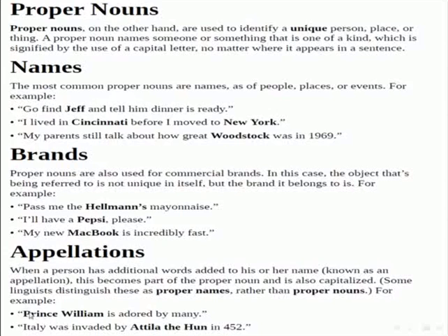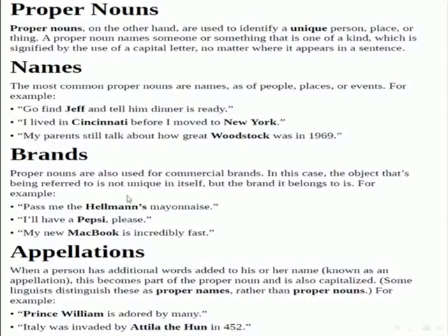For example, Prince William. William is a proper noun. Prince here is another word added to the name. We call it a proper name or proper noun as well. Another example, Italy was invaded by Attila the Hun in 452. Maybe a name of a king or something. Attila the Hun.